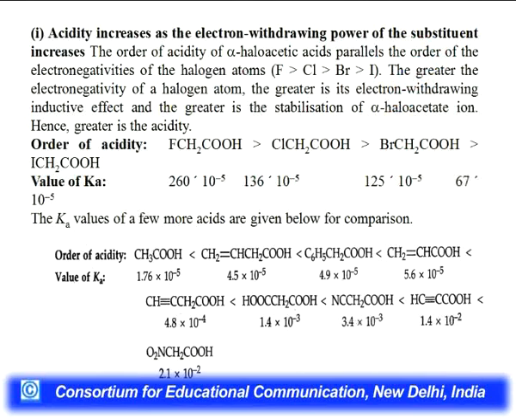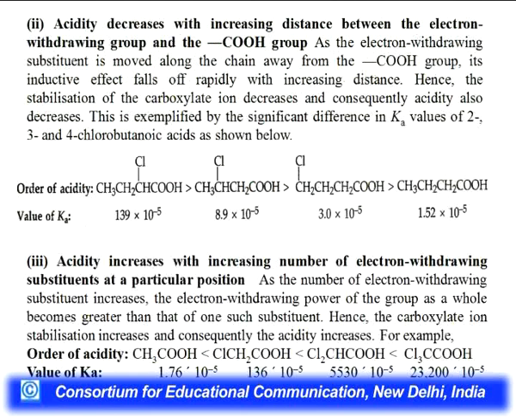The value of Ka is also indicated, and the order of acidity for acetic acid and other groups are also given in this slide. Next is the acidity decrease with increased distance between electron withdrawing group and the carboxylic group. As the electron withdrawing substituent is moved along the chain away from the carboxylic group, its inductive effect falls off rapidly with increase in the distance. Hence, the stabilization of carboxylate ion decreases and consequently acidity will also decrease.